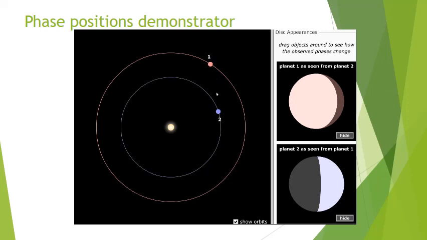Well, if you're viewing Venus from the Earth, you would see the right side essentially almost halfway lit up. You'd be seeing the right half of Venus being lit up and the left side being essentially dark, which is the view we see here down at the bottom. Planet 2 is seen from planet 1. So we're seeing essentially a crescent Venus.